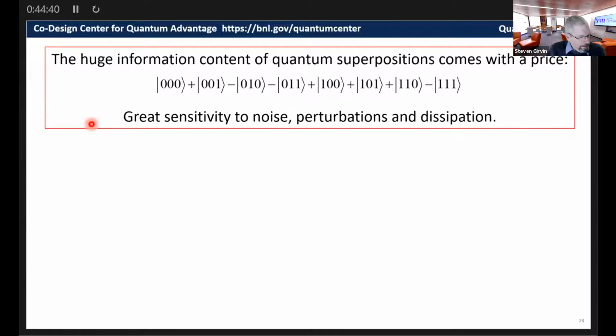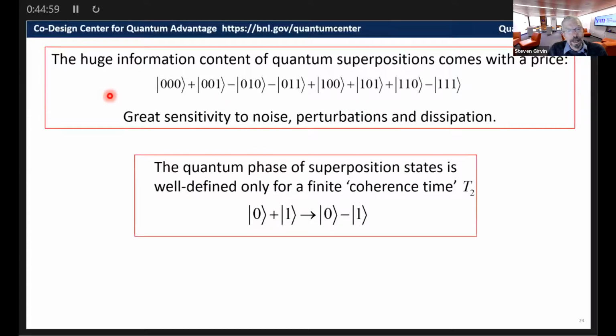So the huge information content of quantum superpositions that gives the power to our quantum computer also comes with a price. It's the Achilles heel. These superpositions are extremely sensitive to noise, perturbations, and dissipation. For example, this superposition with a certain wave amplitude plus can become minus after a finite time called the coherence time, or T2. And that can be shockingly short. It can be a microsecond.